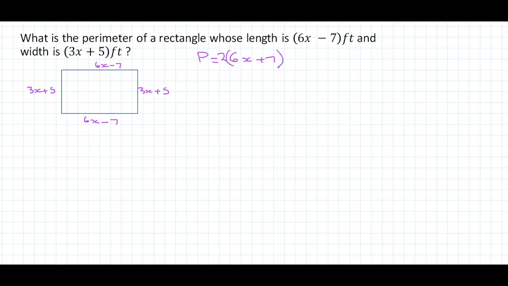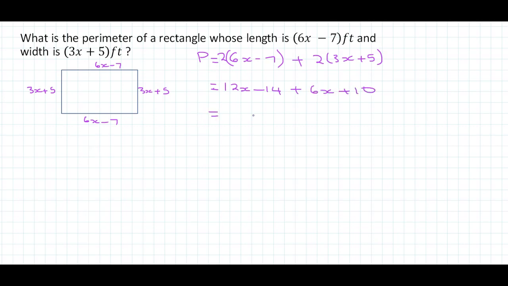I'm going to use this method and I'm going to show you the other method as well. And then we're going to also add 3x plus 5, multiply that by 2 because there are two instances of that. Now let's apply PEMDAS. Is it 6x? It should be 6x minus 7. So it's a minus here, not a plus. So 6x minus 7. So you have 12x minus 14 plus 6x plus 10.